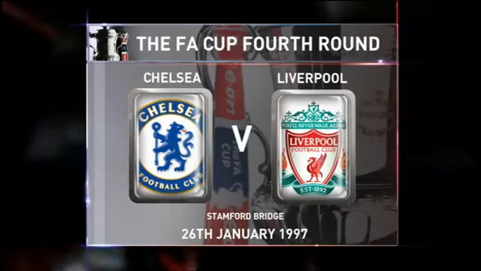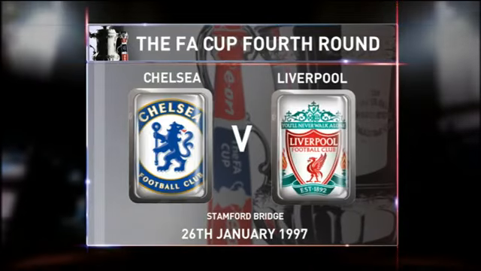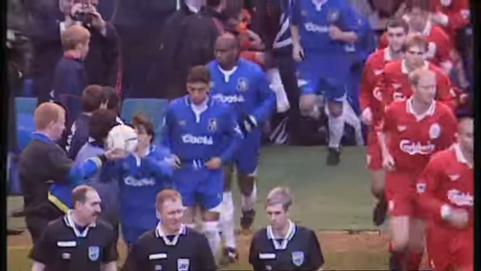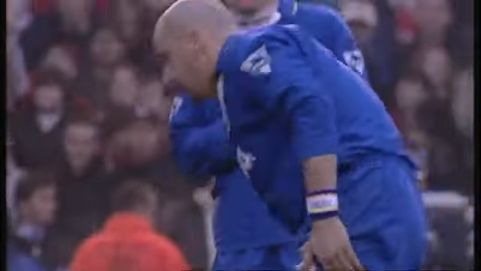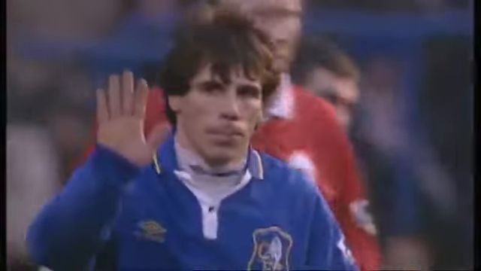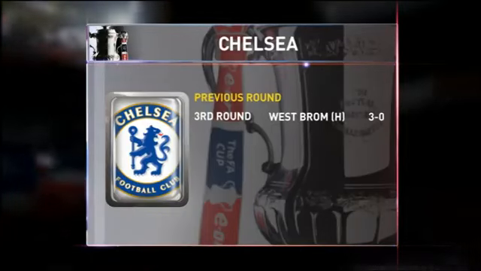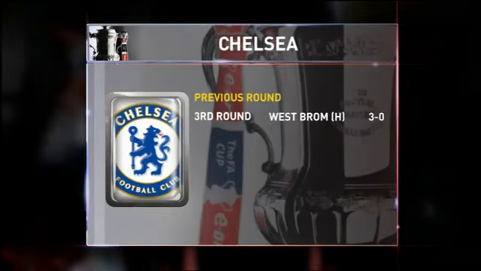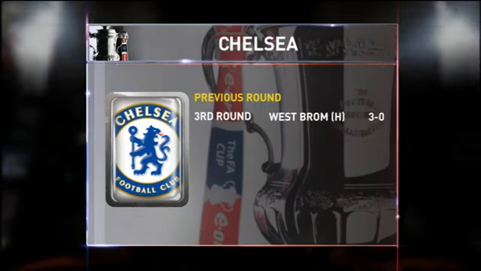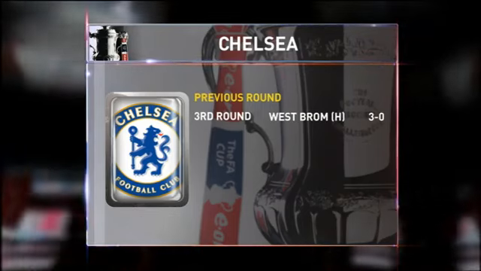West London hosted Chelsea and Liverpool for a place in the fifth round of the FA Cup. Both clubs were enjoying something of a renaissance. Liverpool returned to the boot room with the appointment of Roy Evans and the emergence of local stars like Robbie Fowler and Steve McManaman.